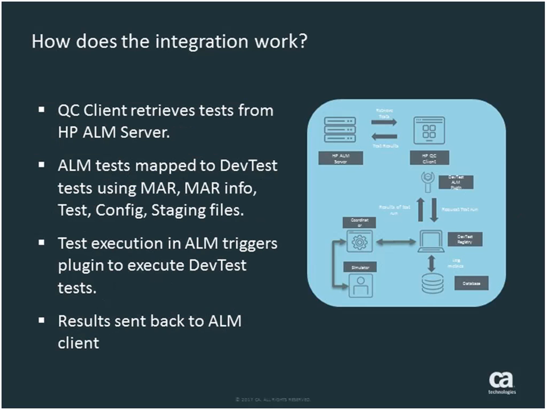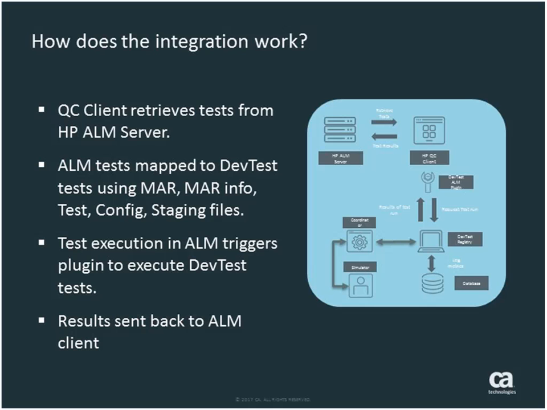Now, using the plugin, when you run a test in ALM, the plugin, based on the mappings that you have provided, will be able to trigger the DevTest run. When you trigger a DevTest run, we'll also provide the details of the coordinator in the configuration. So when you run the DevTest test, it gets staged on the coordinator, and simulators execute the test, and DevTest logs metrics in the DB.